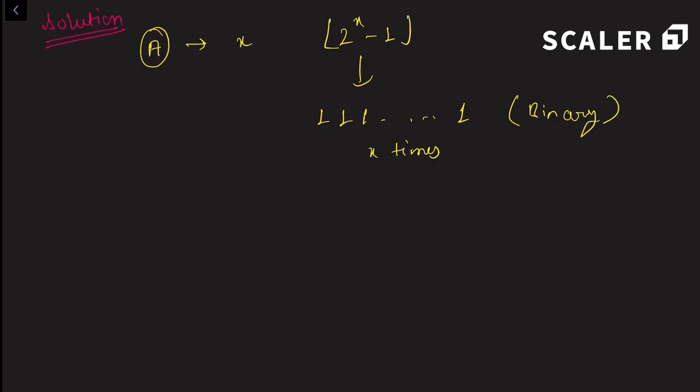Now, why do I claim so? Okay, so in order to understand this, let's see how actually the binary pattern works. I'm going to write some numbers in binary here: 0, 1, 2, 3, 4, 5, 6, 7, 8, 9, 10.